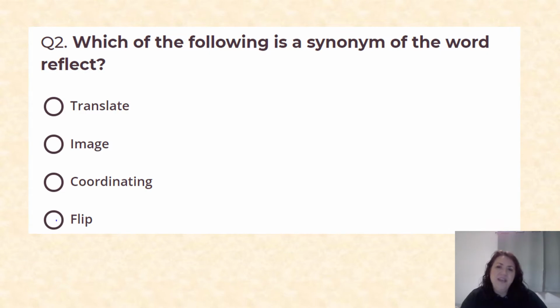Which of the following is a synonym, that means has the same meaning as the word reflect? So which of these means the word reflect? Translate, image, coordinating, or flip? Which do you think? Okay, hopefully on that one you said the last one, flip. Well done if you did. You are just flipping the shape. So you've got that mirror image.